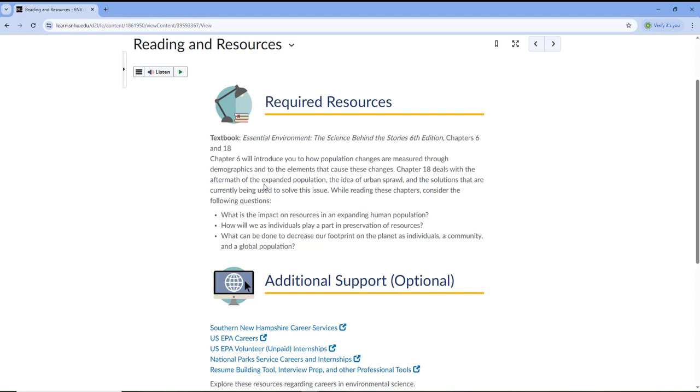As you're reading the chapters, see if you can answer these questions. What is the impact on resources in an expanding human population? How will we as individuals play a part in preservation of resources? And what can be done to decrease our footprint on the planet as individuals, a community, and a global population? As you're reading these two chapters, see if you can answer these questions or at least jot some notes down, because that'll help you formulate your discussion board post.